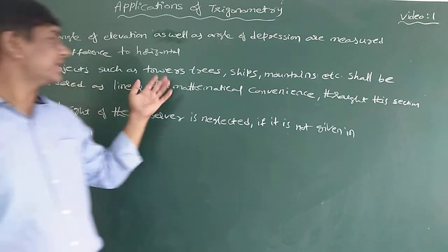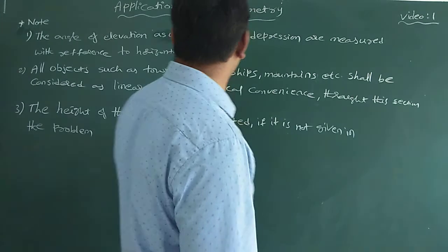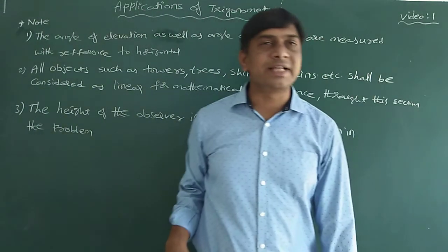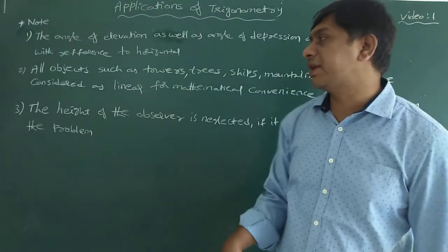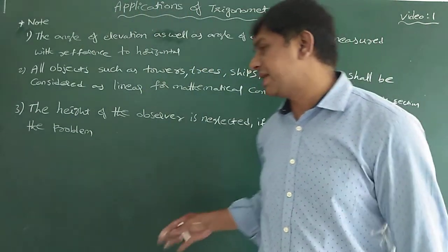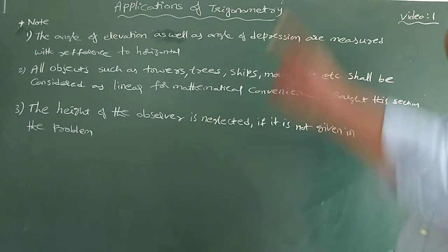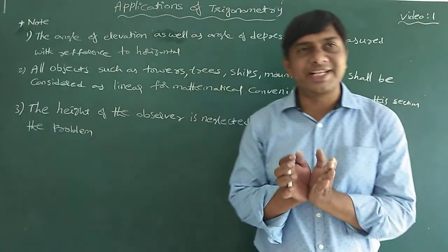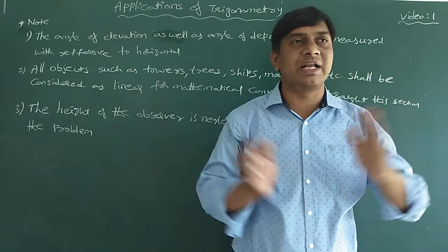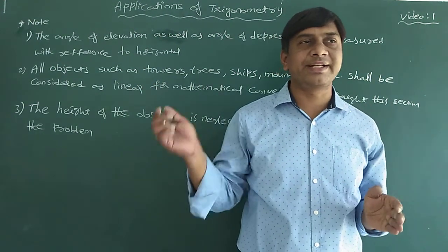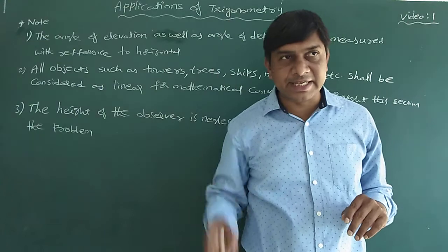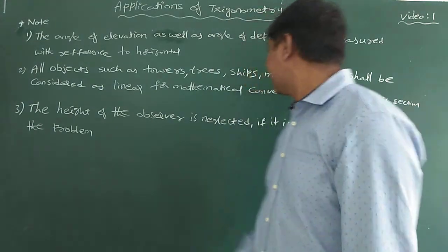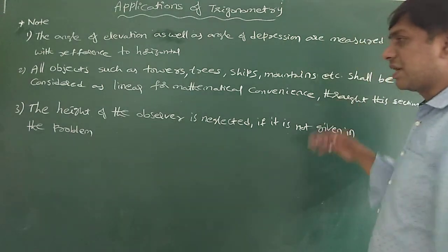All objects such as towers, trees, ships, mountains, etc. shall always be considered perpendicular to the ground. They are considered linear for mathematical convenience. Don't think that trees have branches, no sir. Those are all in different directions. So only linear, single, straight lines we will take. Throughout this whole topic, it is so.